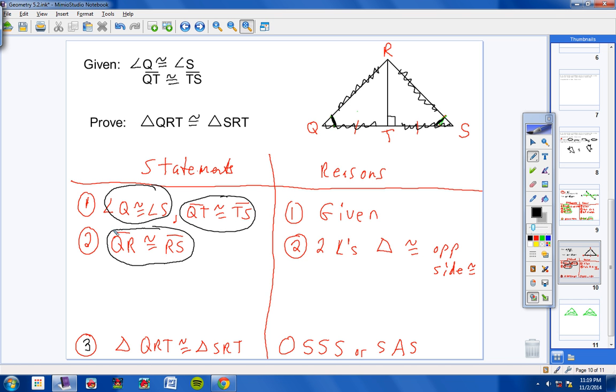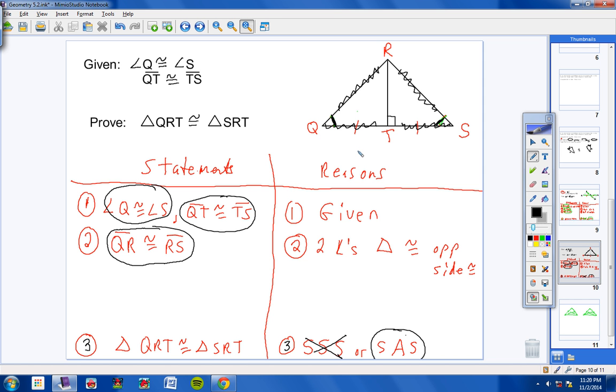The next thing we can state in our proof is triangle QRT is congruent to triangle SRT. And the reason would be side, side, side, or a side, angle, side. Which one would it be? Well, hopefully you can see it's side, angle, side, congruent to side, angle, side. So it would not be this one here. It would be this one right here. Okay, there we go. That's it, guys. So that's all we're going to look at today.